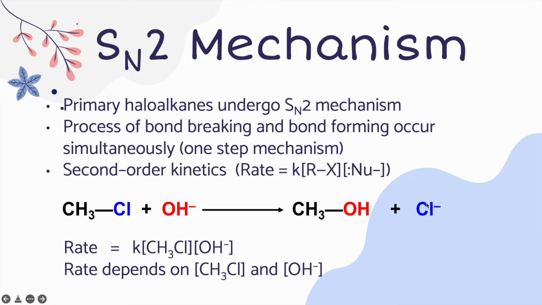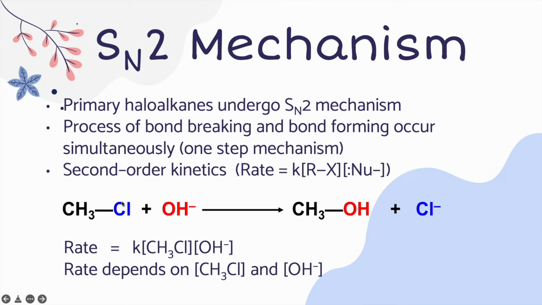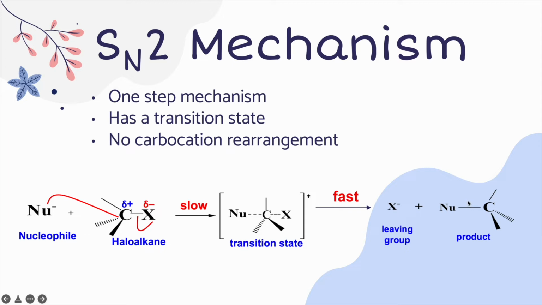So the rate of this reaction is k times haloalkane concentration times nucleophile concentration. We take into account both. The rate depends on both the concentration of haloalkane and the concentration of nucleophile. So that's why it is SN2, bimolecular nucleophilic substitution. Two molecules are involved, the haloalkane and nucleophile. It is a one-step mechanism, so it occurs simultaneously.